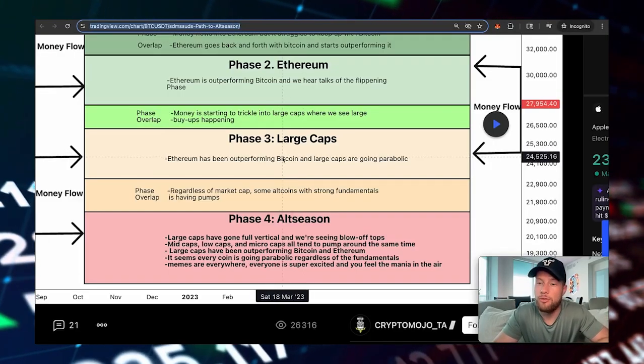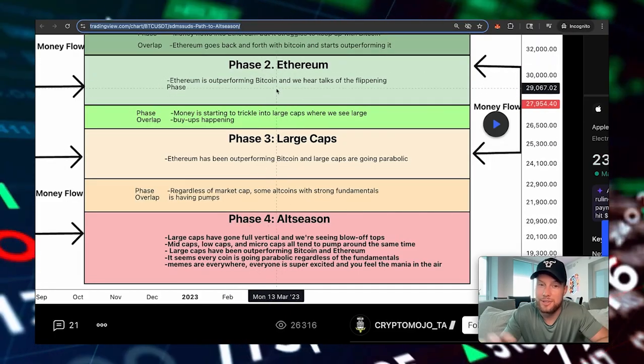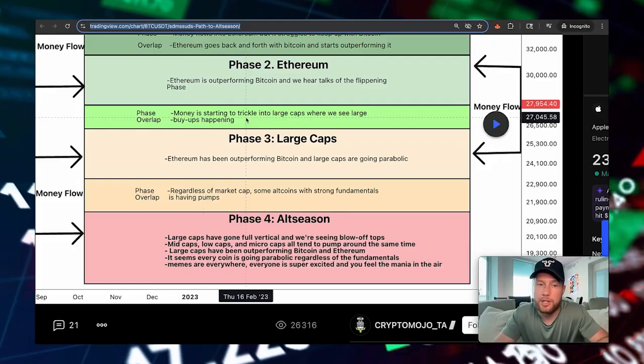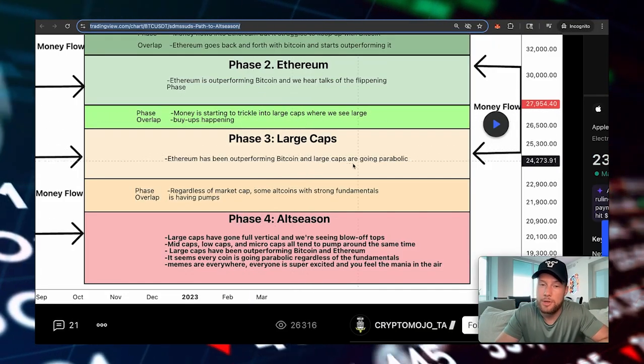So we're not in full-blown phase 3 yet. We're still in phase 2 of Ethereum outperforming everything else. But we've seen this phase overlap happen where money has started to trickle into large caps, where we see buy-ups happening, but the large caps are not going parabolic.